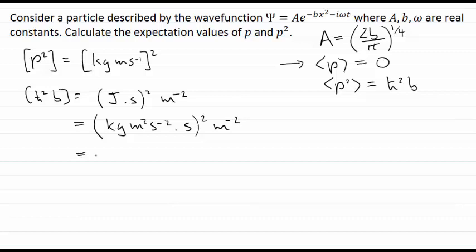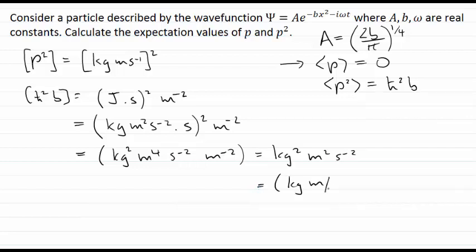And we can see here, hopefully, some collecting of terms. We're going to have kilogram squared, meter to the 4th, second to the minus 1 squared is second to the minus 2, and then we're going to multiply all of that by this meters to the minus 2. Meters to the 4th times meters to the minus 2 gives meters squared, and we're going to get seconds to the minus 2, which is indeed a kilogram meter per second all squared, which is what we wanted. So the units check out.